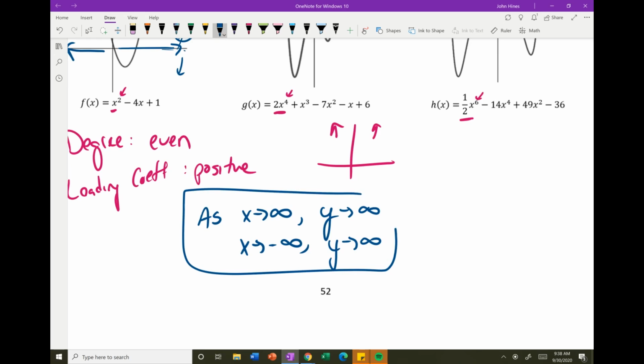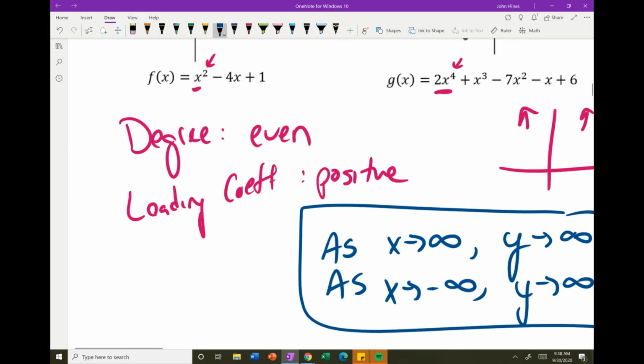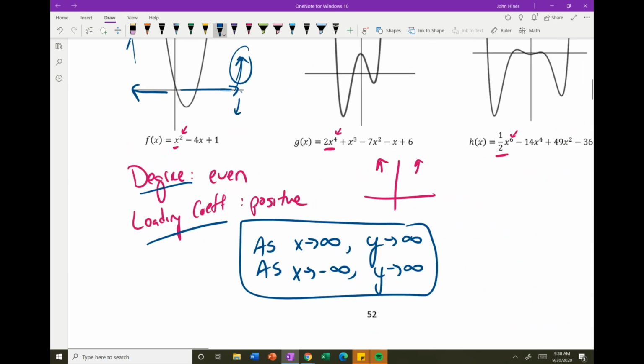So this right here is how we describe end behavior. As x gets really big, what's happening to y? As x gets really negative, what's happening to y? And it depends on 2 things, the degree and the leading coefficient. So even degree, positive, has that up. My right hand's going up and my left hand is going up.